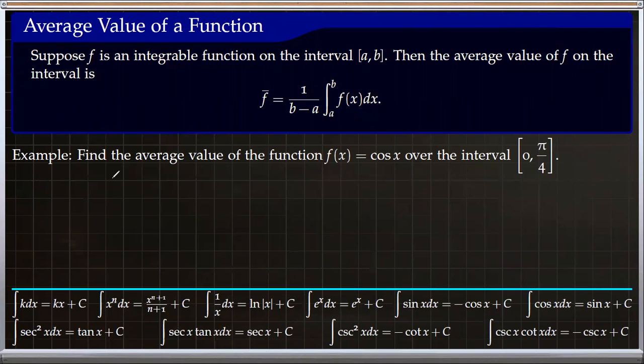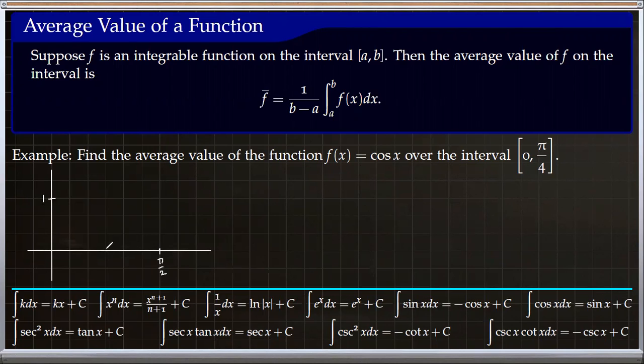The example says to find the average value of the function f of x equals cosine x over the interval 0 to pi by 4. So let's quickly draw the graph of this function, cosine of x. Let's suppose 1 is somewhere over here. When x is 0, cosine of x would be 1. So the graph would start from here. And we know when x is pi by 2, cosine is 0.